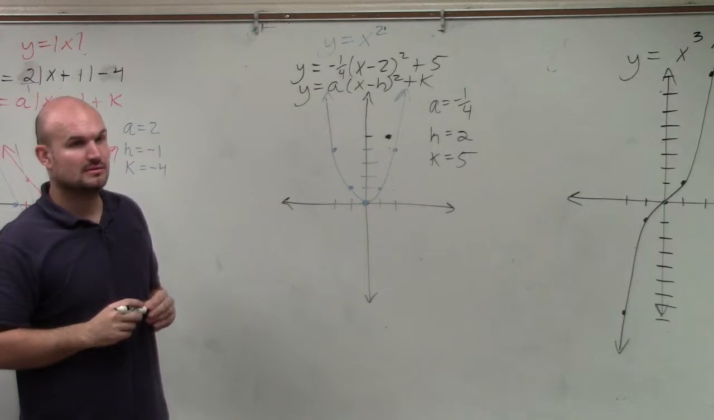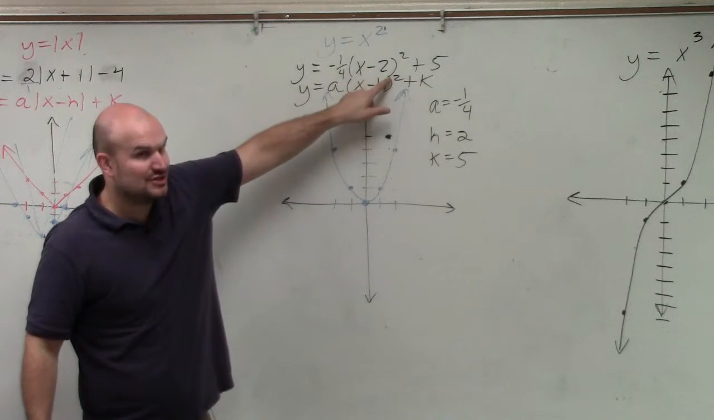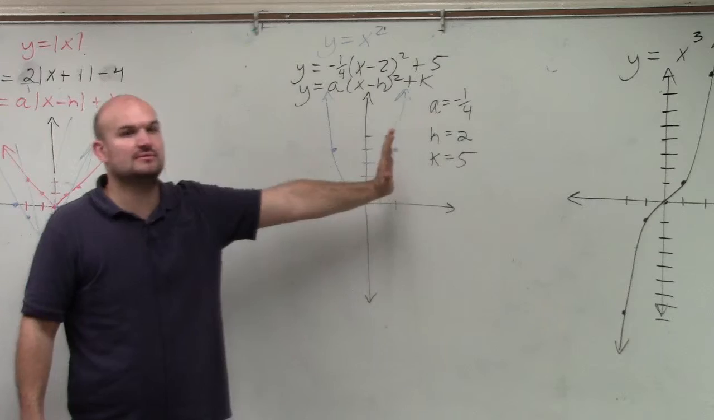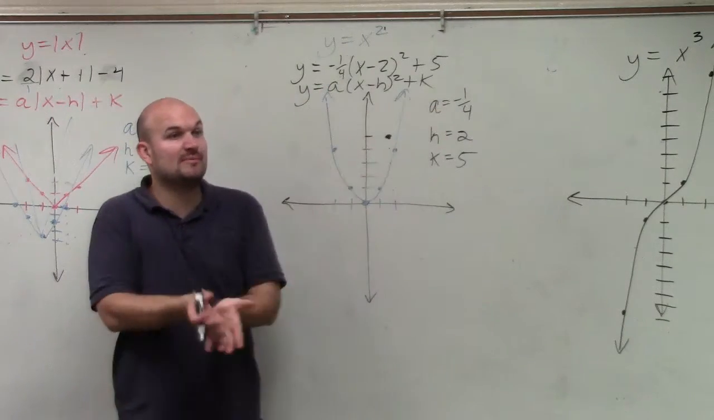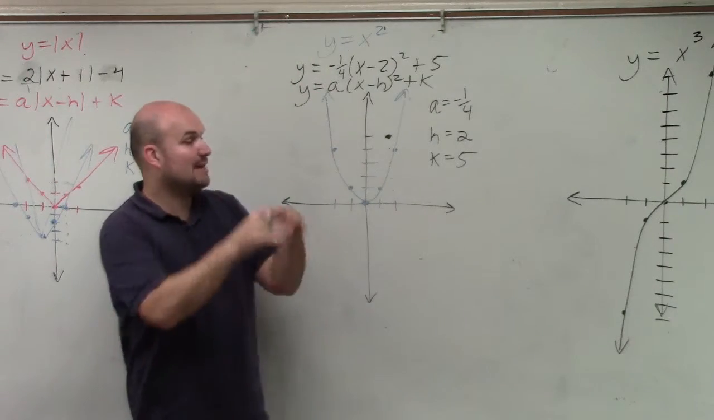Yes? Is it -2, or do you just take that? Remember, it's x minus h. Oh, okay. So therefore, h is 2. So that's why I'm shifting it to the right. But remember, a is negative. So remember, when it's positive, it opens up. Negative, it opens down. So now my graph is going to go down.